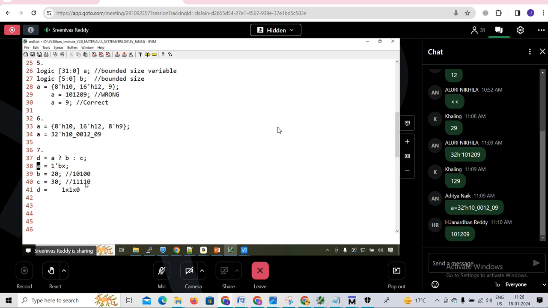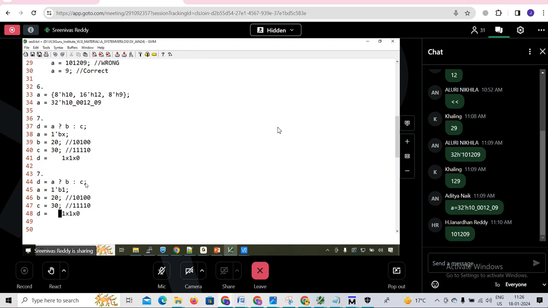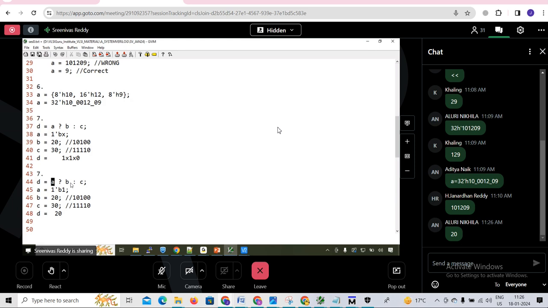See, I will tell you another scenario. Same question. If A is 1, what will be the output? If the condition is 1, what will be the output? It is 20, simple. If A is 1, there is no conflict. B will be taken. If A is 0, C will be taken. The problem is when A is unknown. If A is unknown, then it will do bit by bit level mapping. Understood?